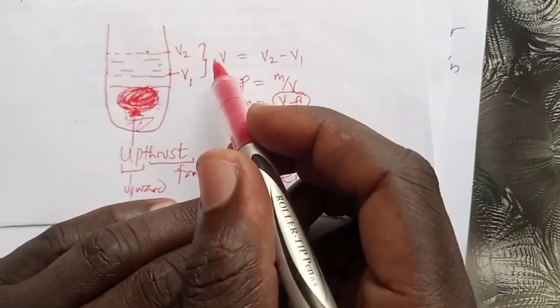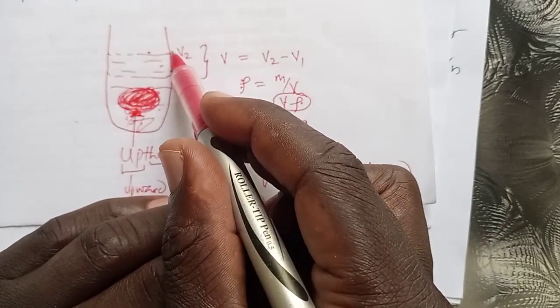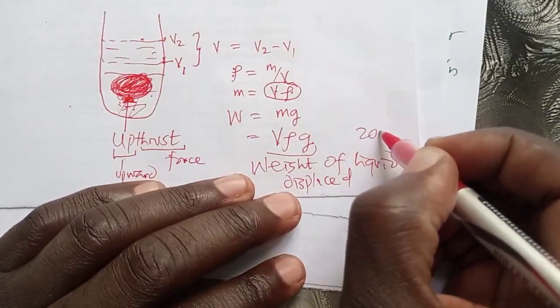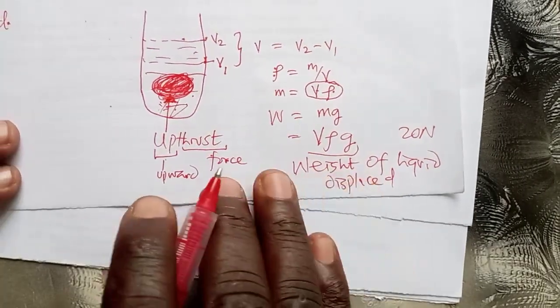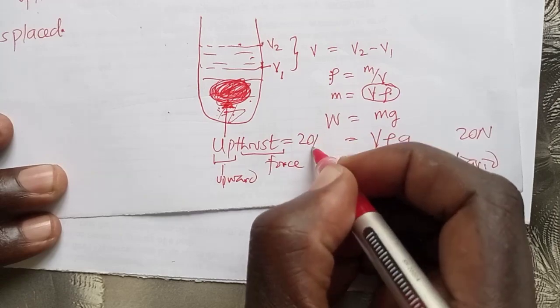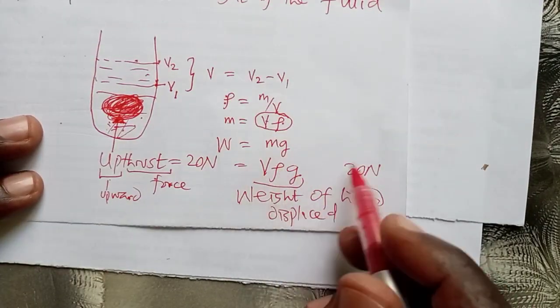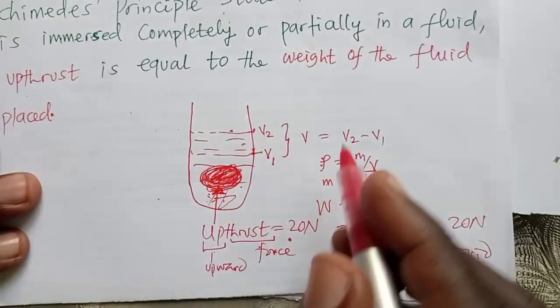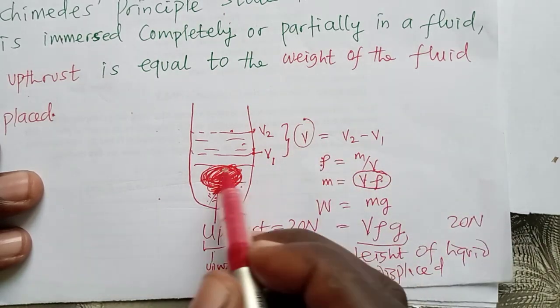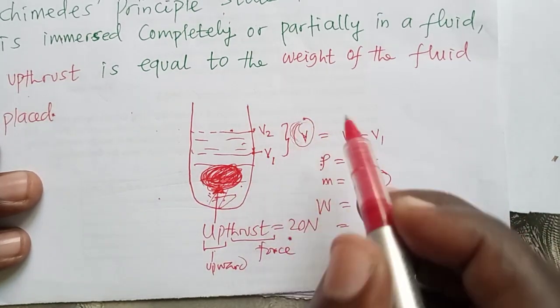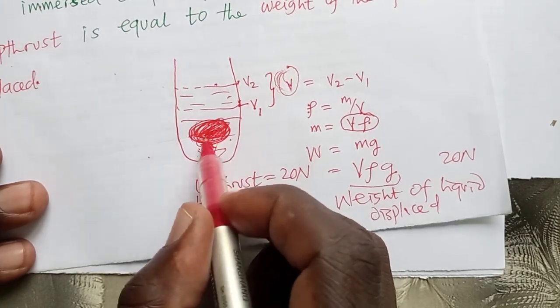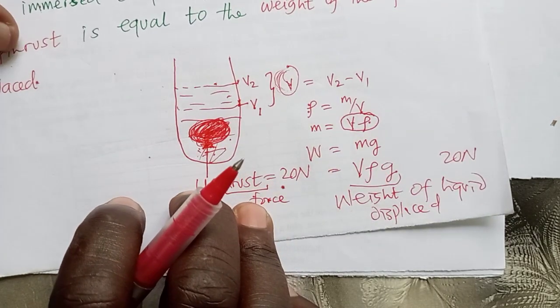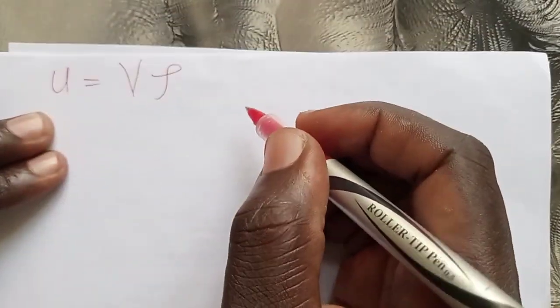If you calculate the weight of the liquid that is displaced from here to here, and I get 20 newtons, Archimedes says that this 20 newtons is also the upthrust. Whatever you get for the weight of the liquid displaced is the upthrust. Again, if it is completely immersed, then this volume that you get is also the volume of the material. So from Archimedes' principle, we see clearly that upthrust is equal to V rho g.